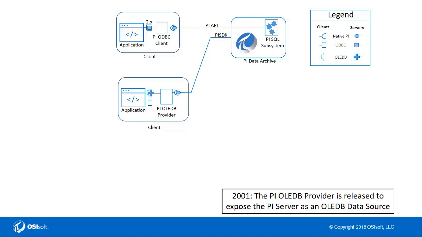The PyOLEDB provider also moves the query parsing off of the PyData archive. This allows the client architecture to absorb some of the processing requirements and allow the PyData archive to focus on other things. This allows for higher throughput of, let's say, snapshot updates, because the PyData archive is not doing things such as PySQL subsystem query parsing, but the client is doing that and simply communicating with the PySDK.